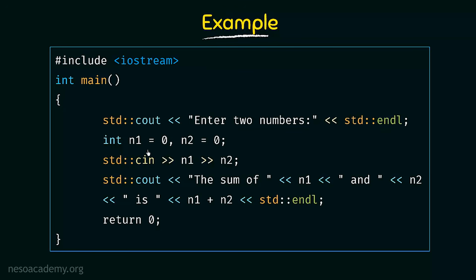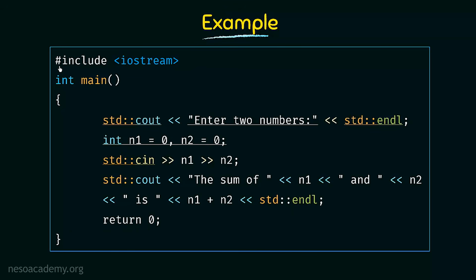And here we have int n1 equal to 0, n2 equal to 0, then std::cin >> n1 >> n2, and then std::cout << "The sum of n1 and n2 is" << n1 + n2 << std::endl; again, and return 0. So let us see what are the meanings of all these things written in this program. So let's start from the top itself.